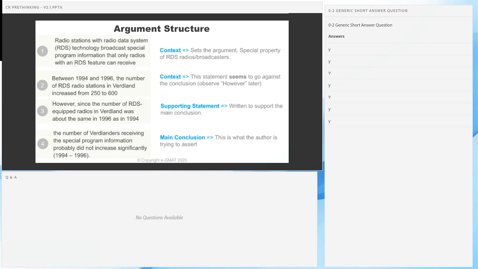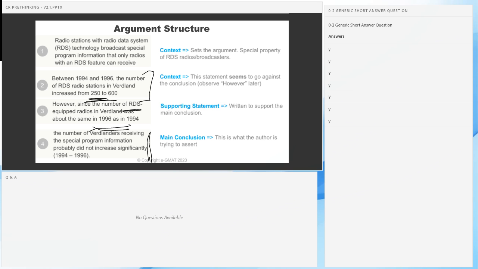This is the argument structure. I'm going to pace up a bit because we've done this a few times. This is my main conclusion. Then how does the author arrive at the conclusion? Because the number of RDS equipped radios more or less remain the same. So in 94 and 96, they didn't increase a whole lot. But the number of transmitting stations more than doubled. They went from 250 to 600.